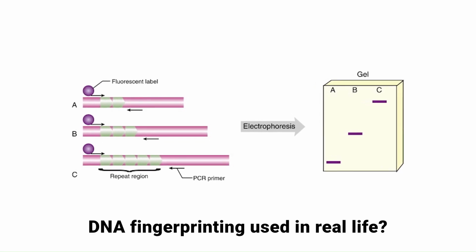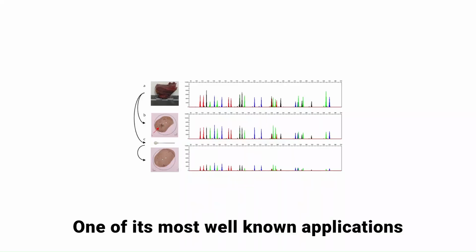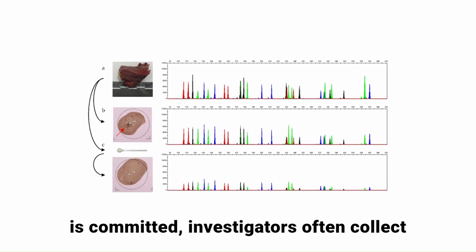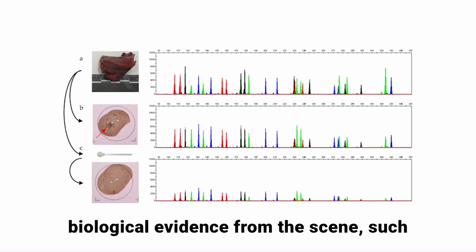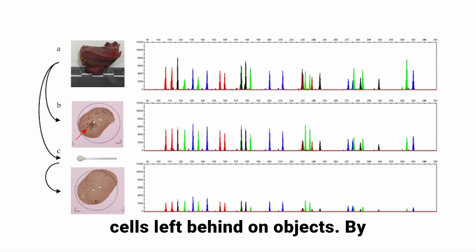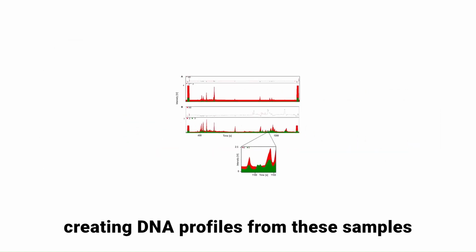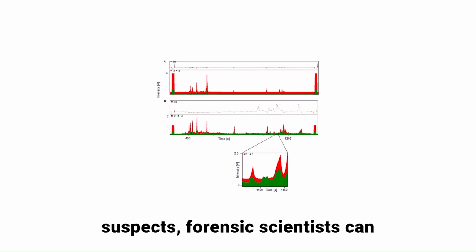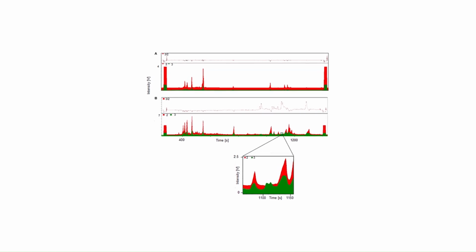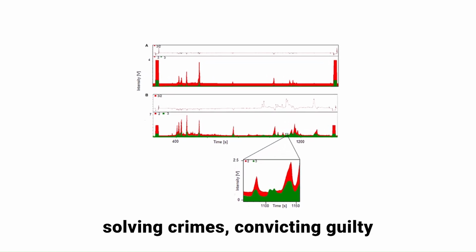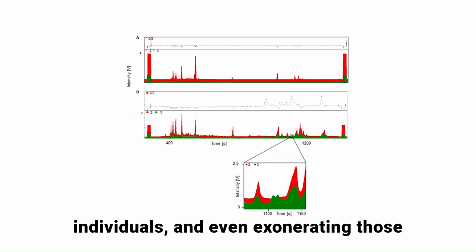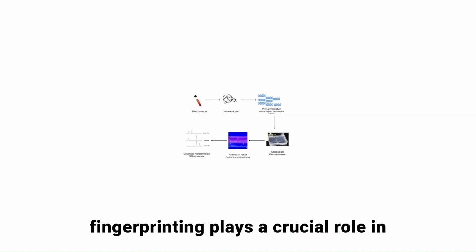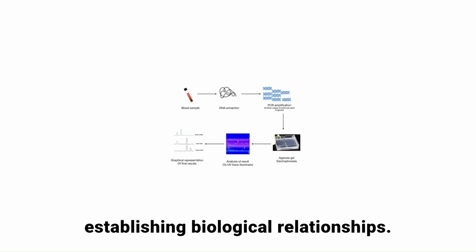So, how is DNA fingerprinting used in real life? One of its most well-known applications is in forensic science. When a crime is committed, investigators often collect biological evidence from the scene, such as bloodstains, hair strands, or skin cells left behind on objects. By creating DNA profiles from these samples and comparing them to the DNA profiles of suspects, forensic scientists can determine whether there is a match. This has become an essential tool in solving crimes, convicting guilty individuals, and even exonerating those who have been wrongly accused.